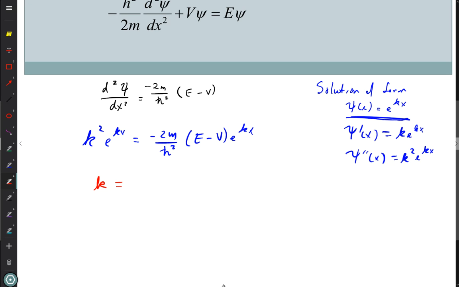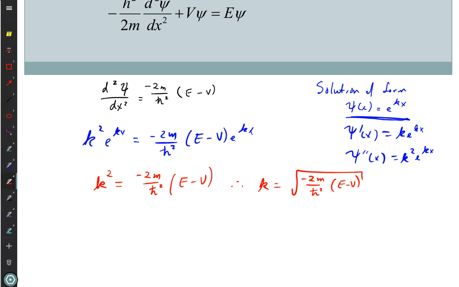It's going to have to be that k squared, so I'll put the square here, is equal to minus 2m over h bar squared times (E minus V). So that means k is equal to the square root of minus 2m over h bar squared times (E minus V).